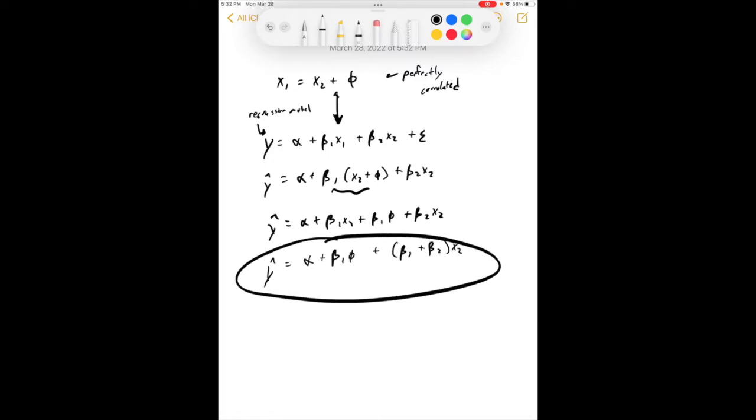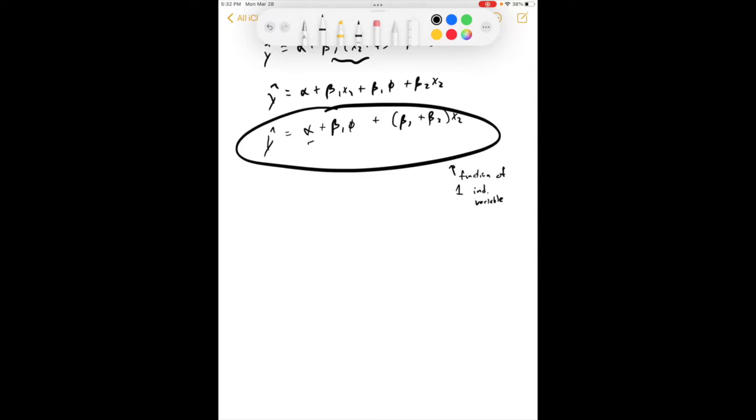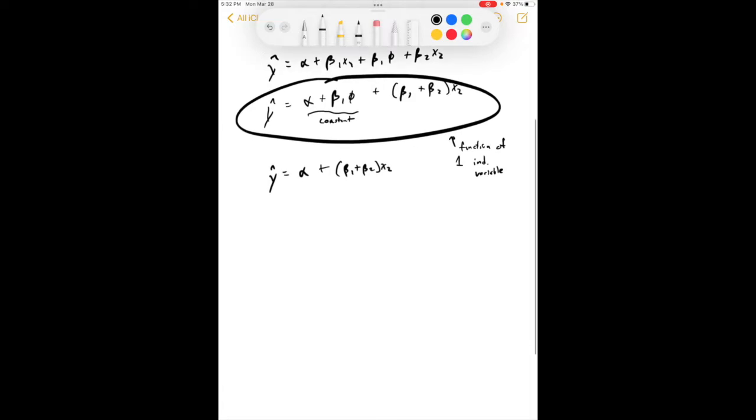And this now is a function of one independent variable. And what's more, this is all a constant, right? So we can just let alpha absorb that beta 1 times phi, and that's going to become our new y-intercept. There we go, our new intercept. So what we really have is y hat equals alpha plus (beta 1 plus beta 2) x2.